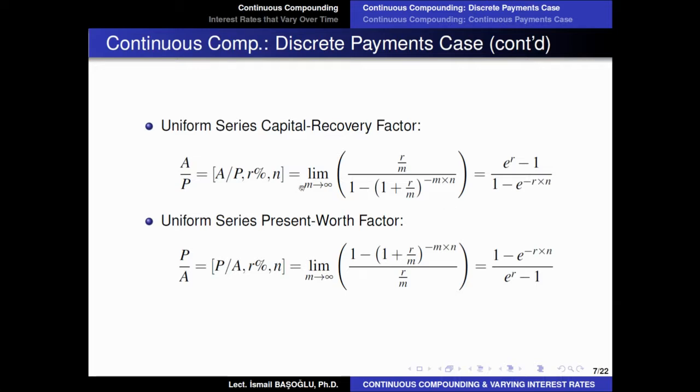Now, if you make these compounding periods infinitely small, you have to take the limit of this function as m goes to infinity, and it will become e to the power r minus 1 divided by 1 minus e to the power minus rn. This is the uniform series capital recovery factor formulation for the continuous compounding case, and the extended notation is again represented with a square bracket. And the uniform series present worth factor under continuous compounding will be formulated as 1 minus e to the power minus rn divided by e to the power r minus 1, which is the multiplicative inverse of the above function.